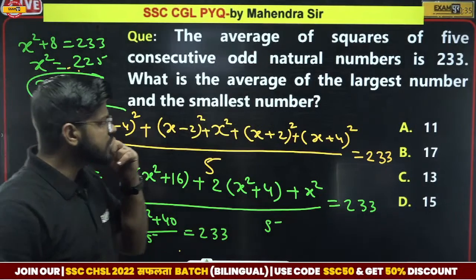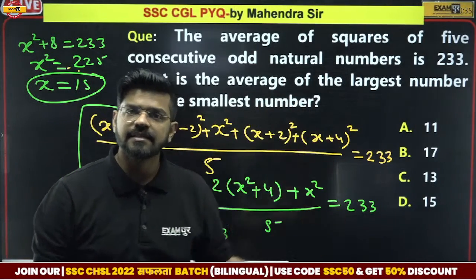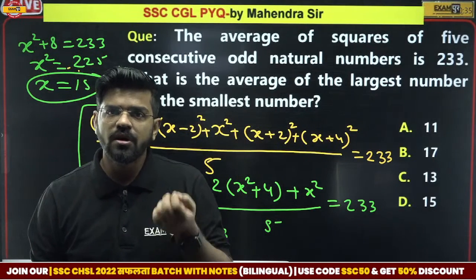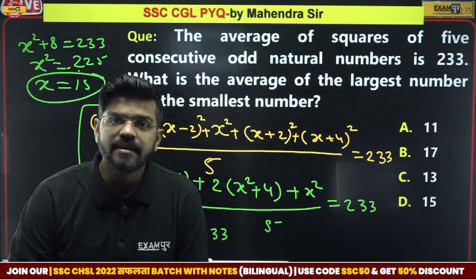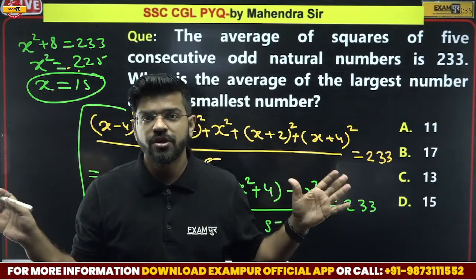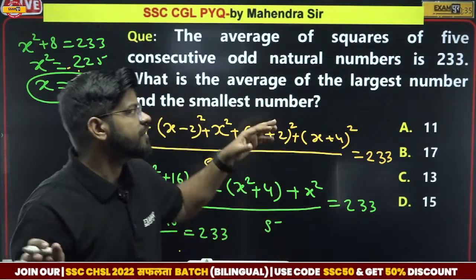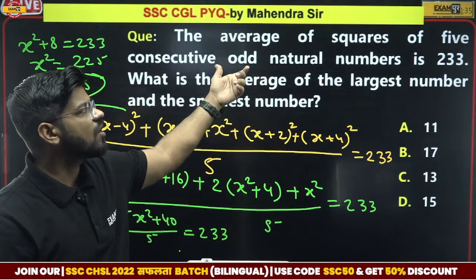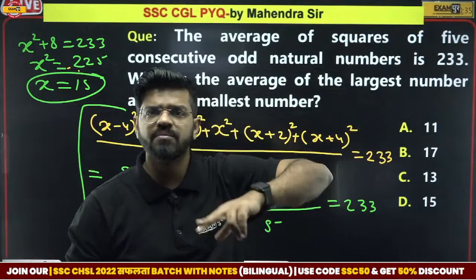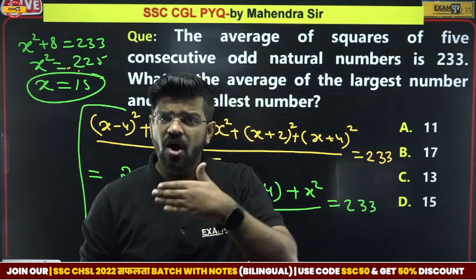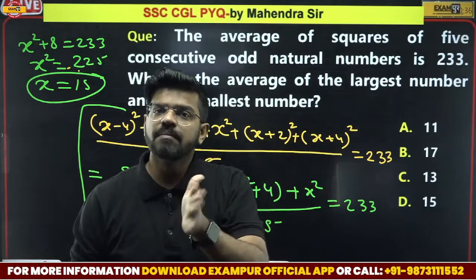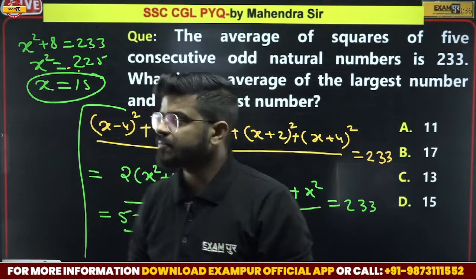Now the question is saying the average of the first and last number. Okay, average of first and last. So you all know that the average of the first and last number in odd consecutive numbers means, if there are 5 consecutive numbers, 7 consecutive numbers, 9 consecutive numbers, an odd count of consecutive numbers, then the middle number is my average.